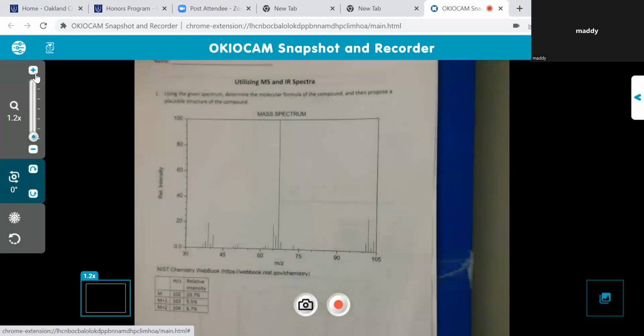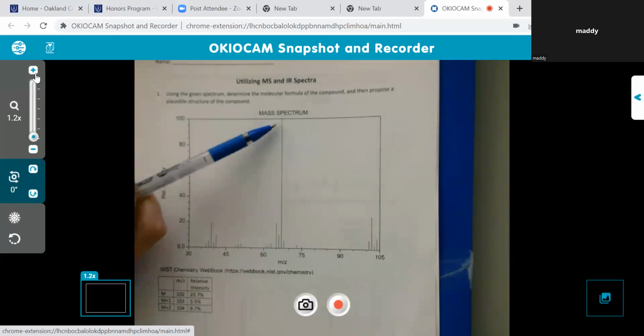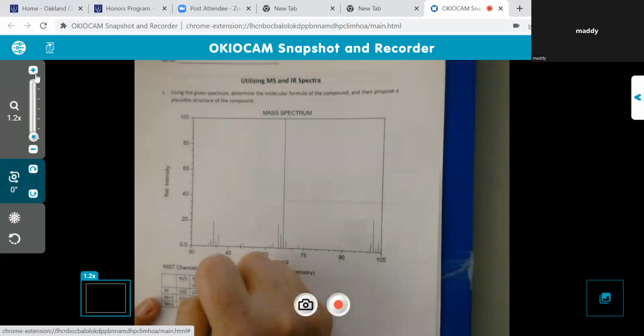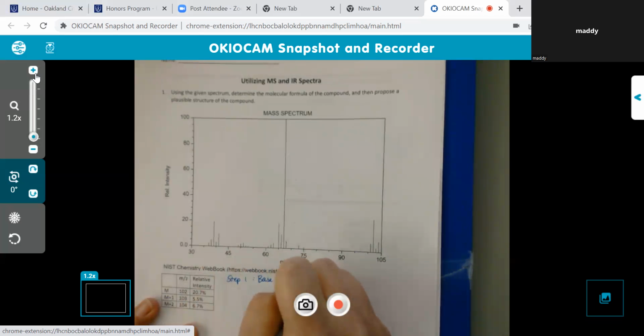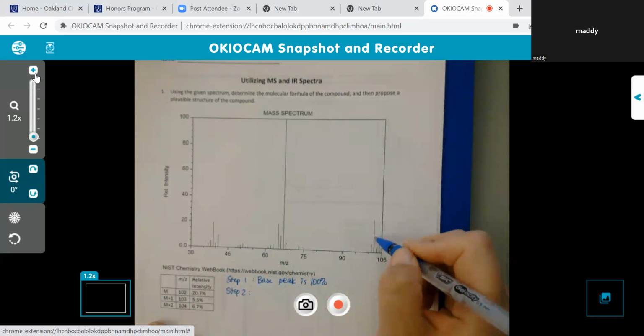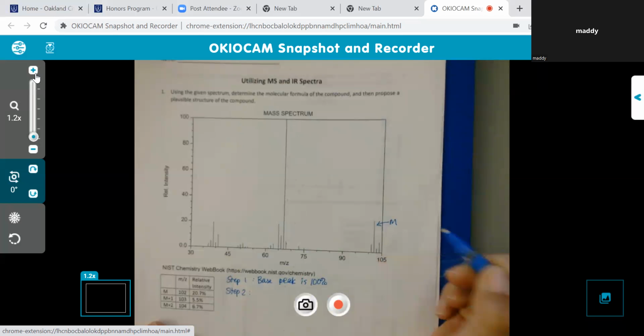So step 1 is check that the relative intensity of the base peak is 100%. It is. You can see the base peak is 100%, so we don't need to rescale our spectrum, okay? So our step 2 is to apply the nitrogen rule. So what is our parent? You can see the largest peak over here is our parent, right here. There is our parent. There is our M, okay?